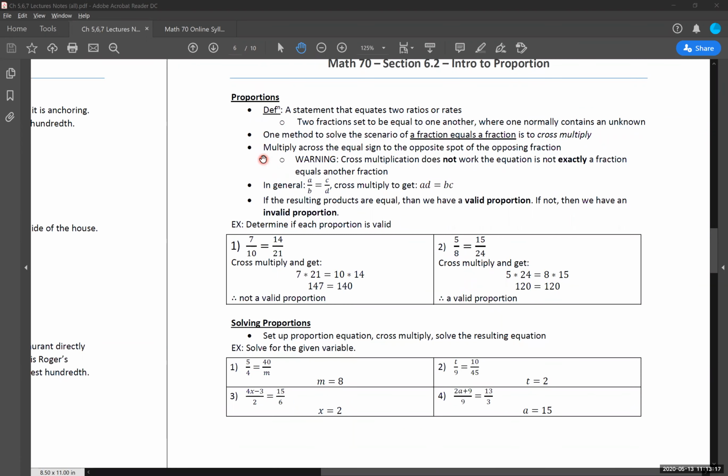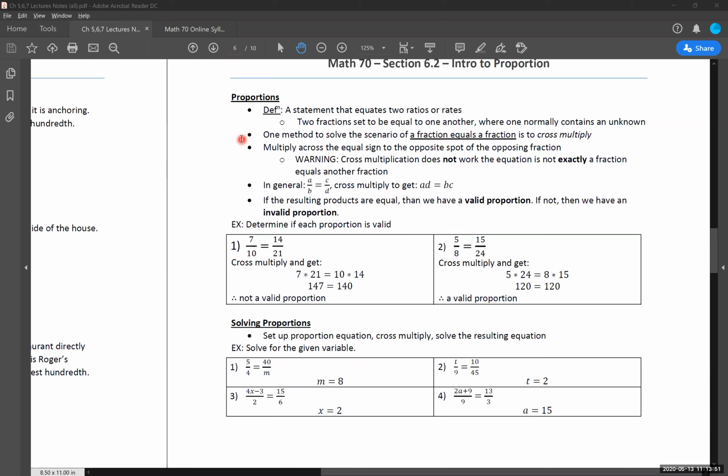Now, a very, very big warning to you with cross multiplying. Cross multiplication does not work if the equation is not exactly a fraction equaling another fraction. So let's say on the left-hand side of the equation I have a fraction plus 3, and on the other side I have just a fraction. A lot of people think, well, I've got a fraction on the left and a fraction on the right, I can just cross multiply, even though there's a plus 3 in there. And we cannot do that.